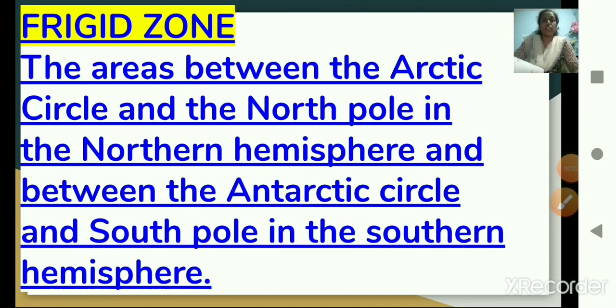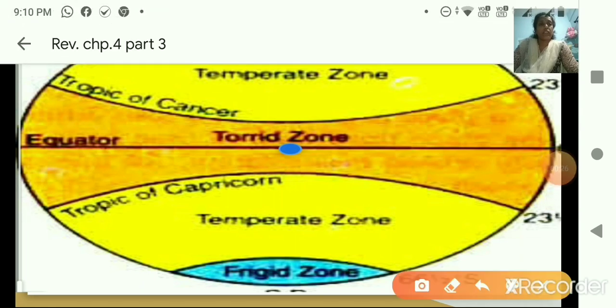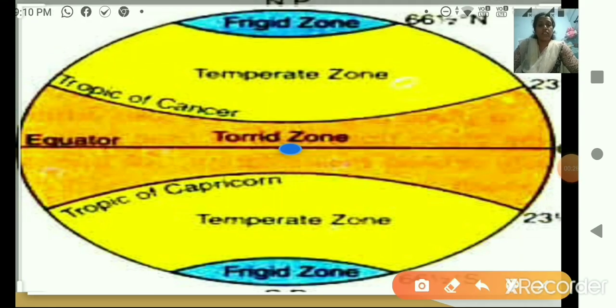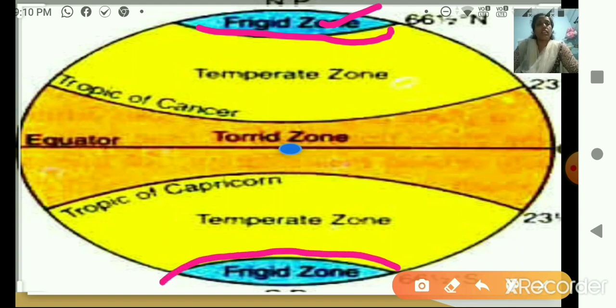Let's see the frigid zone. The areas between the Arctic Circle and the North Pole in the northern hemisphere and between the Antarctic Circle and the South Pole in the southern hemisphere are called the frigid zone. Let's see in the diagram. The area between the Arctic Circle and the North Pole and the area between the Antarctic Circle and the South Pole.